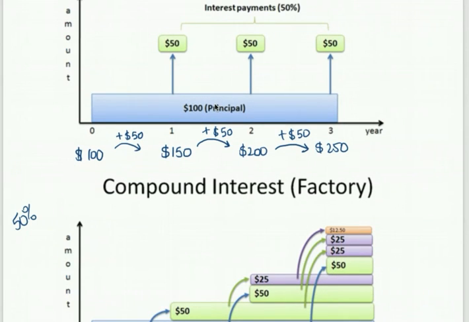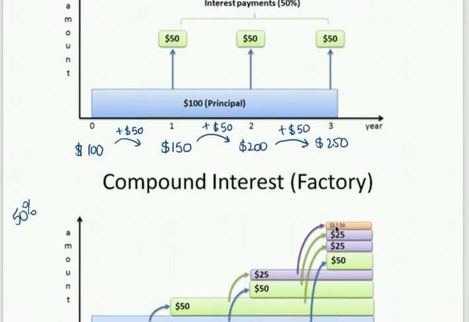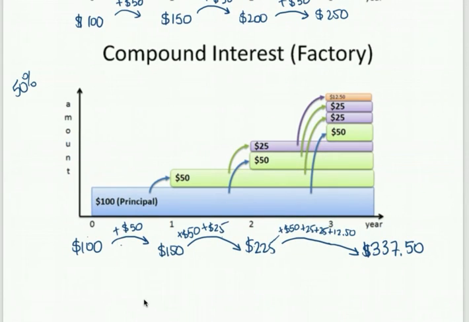Oh, you put in 100, so I'm just going to award you 50. The next year I'm going to award you 50. But here it's like, I'm going to award you 50, I'm going to award you 75. The next year I'm going to award you $112.50 just for leaving your money in there for 3 years.